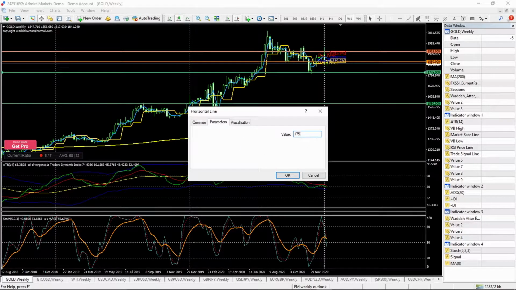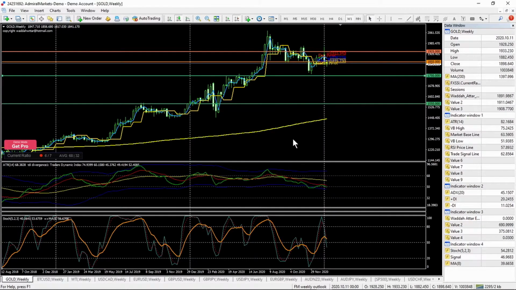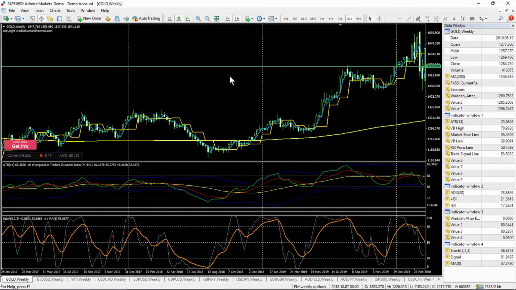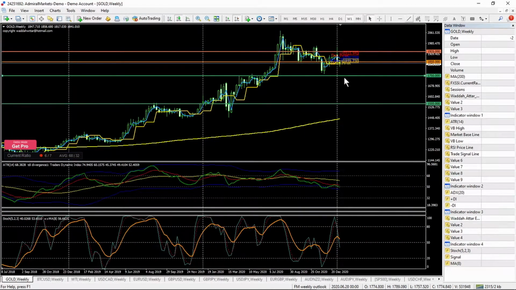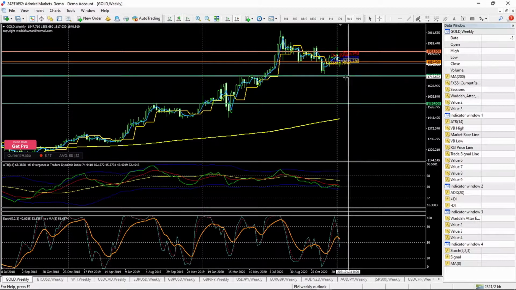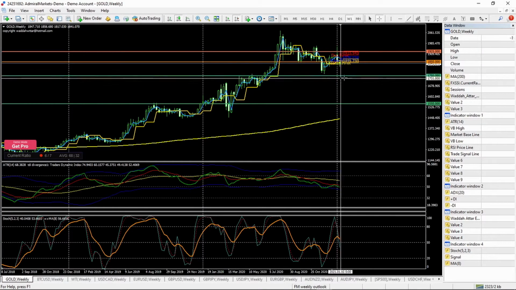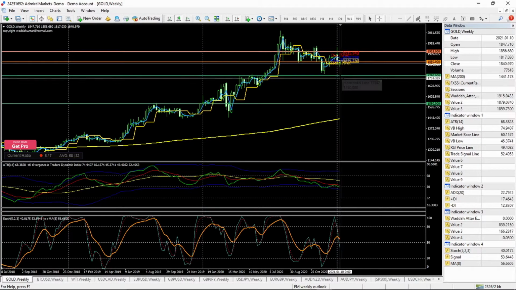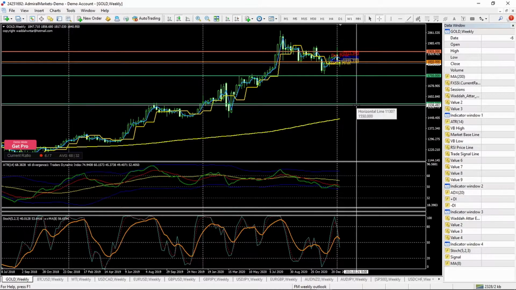Let's see. Okay, it's a little bit off. It didn't go down to there, but 1775 seems to be the point. But this might be a little bit better. So the next spot that I believe this is going to go to is probably 1775, 1750 in this area, and then the one below that is 1550.